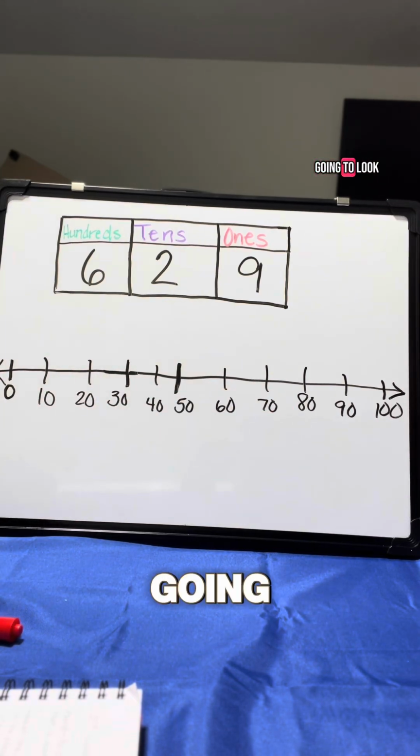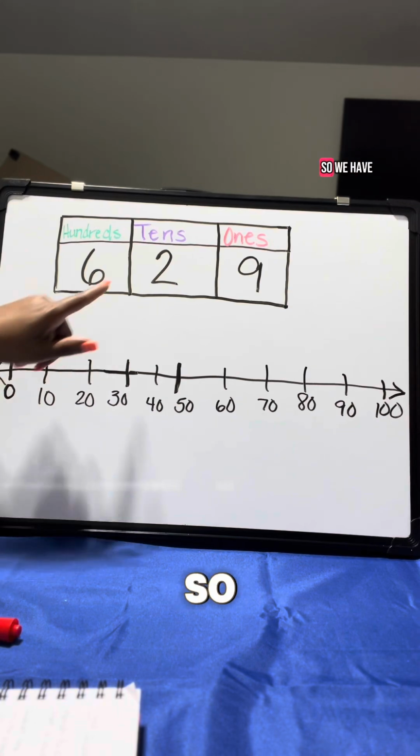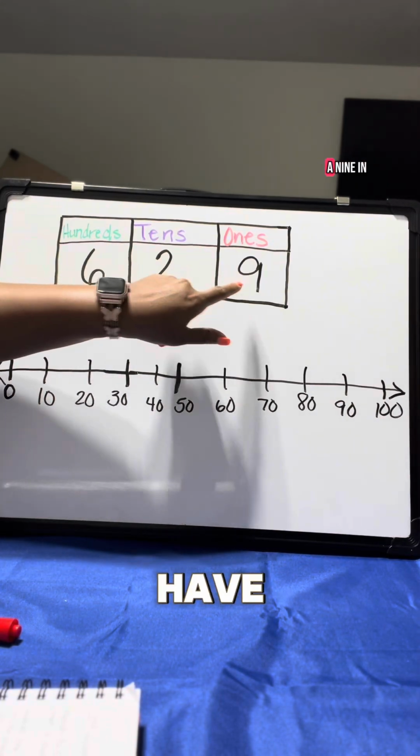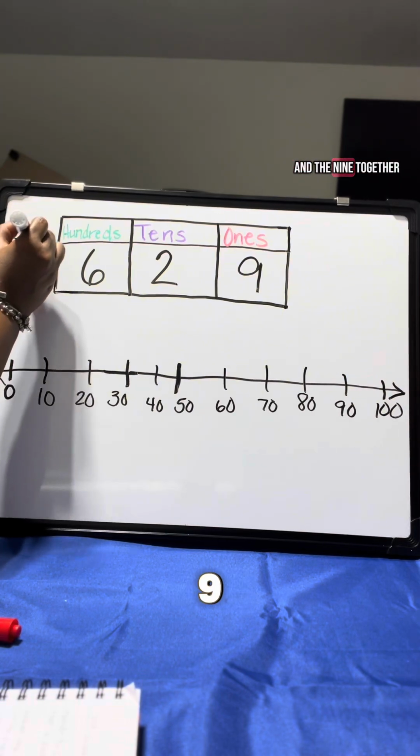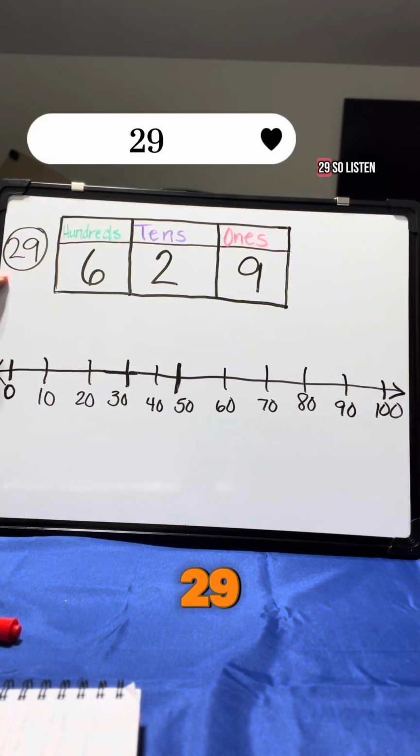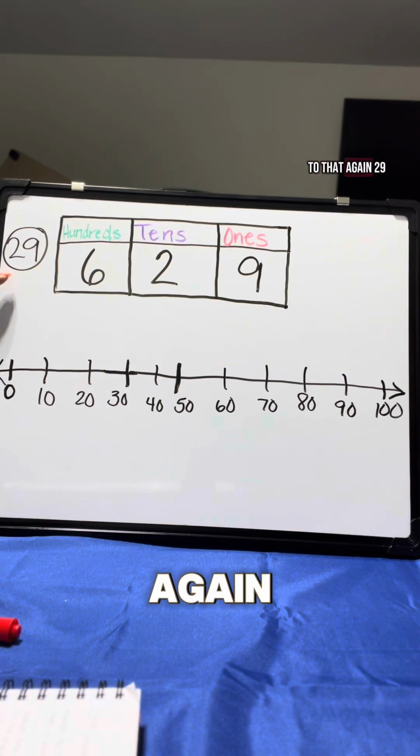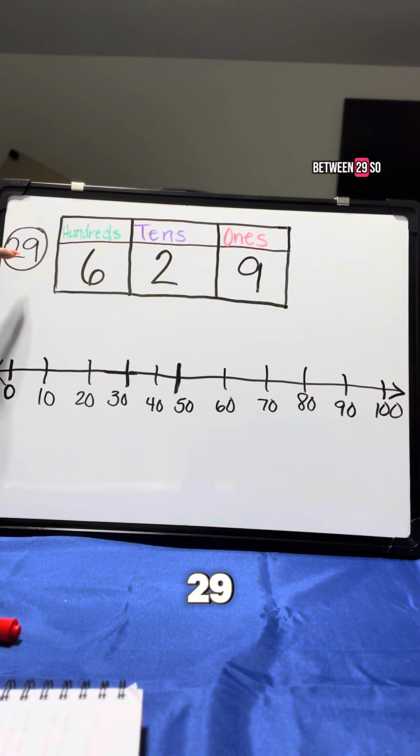I'm going to look at the tens place and the ones place to figure that out. We have a 2 in the tens place and a 9 in the ones place. If we put that 2 and the 9 together, that gives us 29. Listen to that again, 29. Do you hear that? That first word that we say gives us a clue of our first 10 that it falls between, 29.